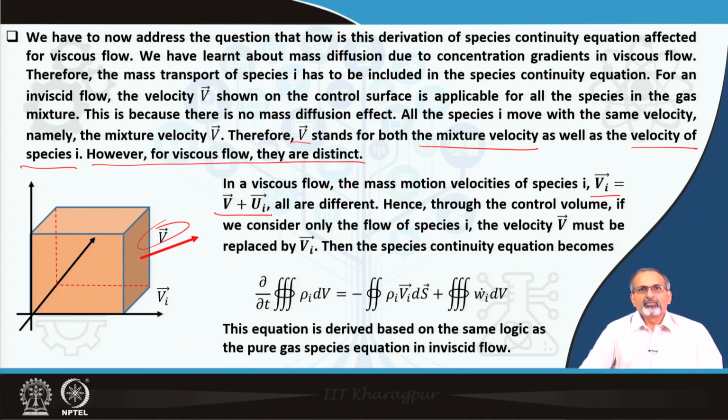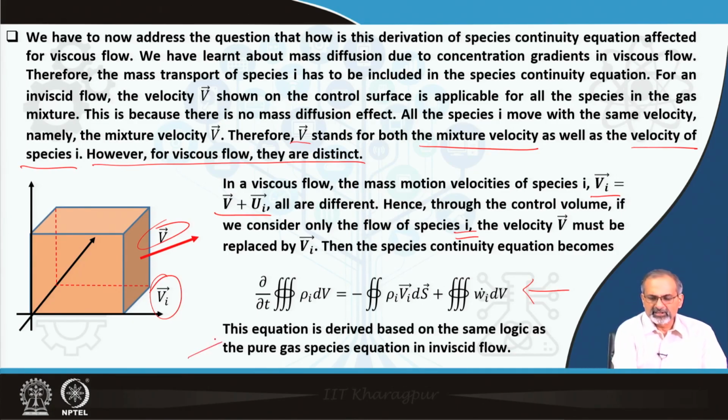Hence, through the control volume, if we consider only the flow of species I rather than the mixture, then the velocity v must be replaced by v I, and then the species continuity equation essentially becomes of the same form as the overall flow that we had derived for inviscid flow. So, this equation is derived based on the same logic as the pure gas species equation in inviscid flow, or even a gas mixture in inviscid flow, where all species would essentially behave identically in a kinematic sense.